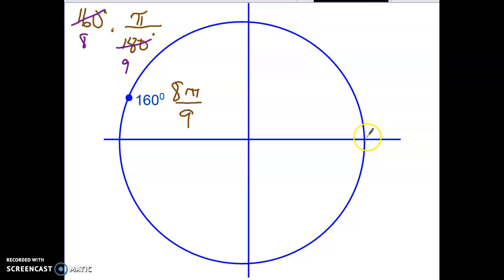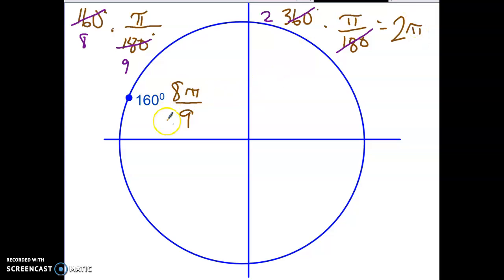I went from my initial side over to here, but I didn't have to stop. Just like before, I could have gone all the way around and then come back. So all the way around the circle, we know in degrees is 360 degrees. Let's see what that is in radians. 360 times, I'm going to use that same multiplier of pi over 180 so that my units will cancel out. 180 goes into 360 two times. So 360 degrees corresponds to 2 pi radians.